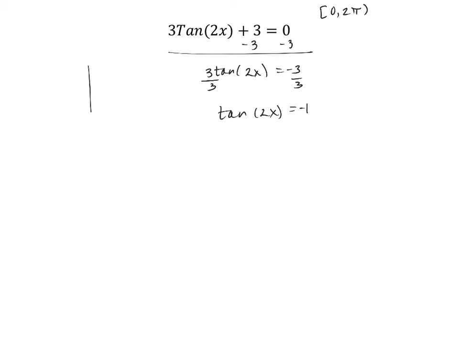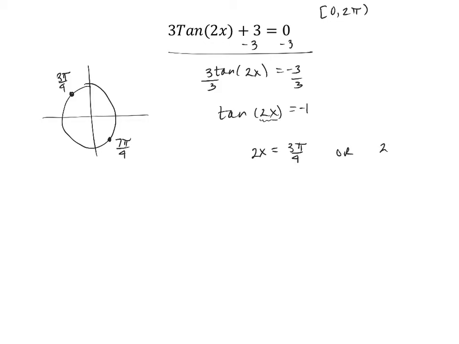Okay, and then we think about our unit circle, and where does tangent have a -1 value? That happens at 3 pi over 4 and at 7 pi over 4. Okay, so that means that our angle here is either 3 pi over 4 or 2x is 7 pi over 4.